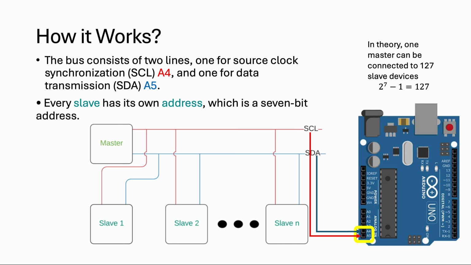The way that it works is that everyone is connected to the bus, and every slave has its own address, which is a 7-bit address. This means that in theory, we can have one master connected to 127 slave devices. The pins that are used in your Arduino to communicate are A4 and A5, where A4 is your serial data and A5 is your serial clock.